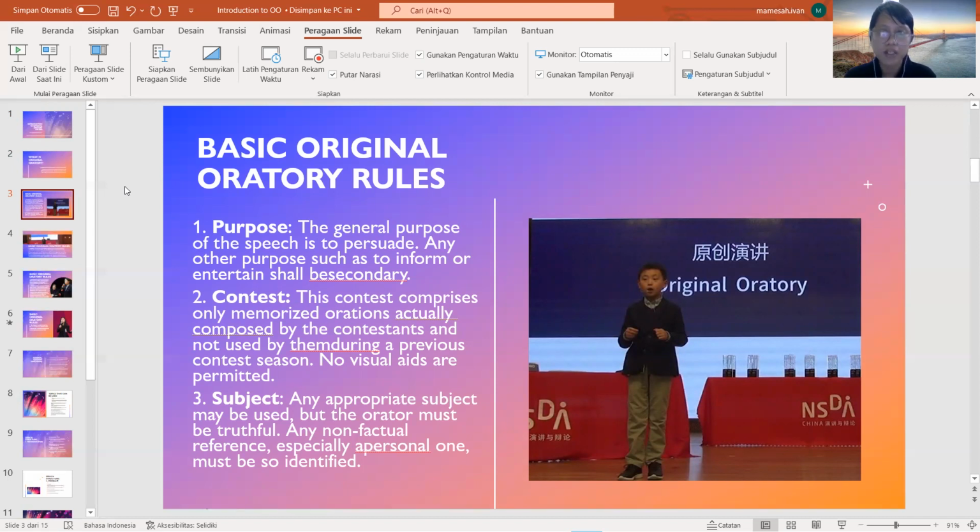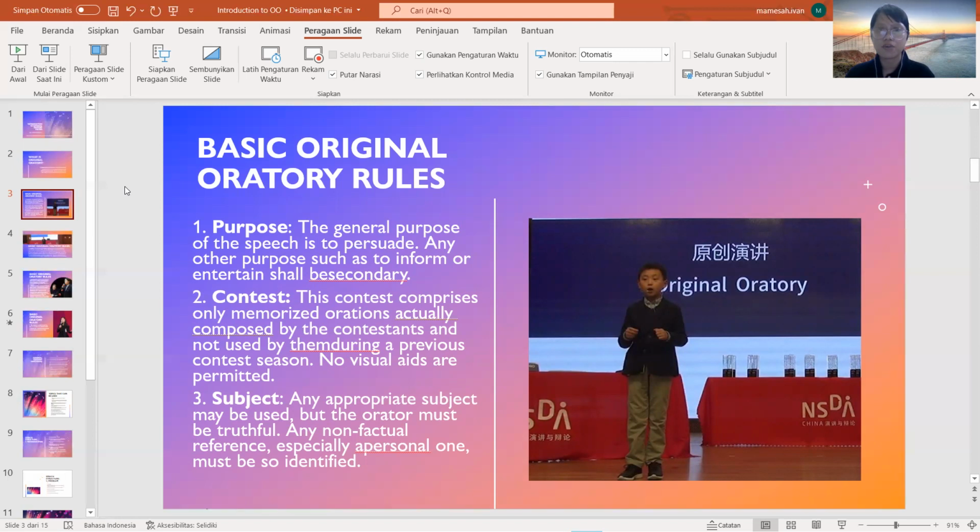And it has to be composed by the contestants, original. That's why it's called original oratory, because it has to be original, created by the contestants. No visual aids are permitted. It's really different from storytelling competition. In storytelling competition, sometimes it's okay for us to use visual aids, be it books or costumes or whatever.